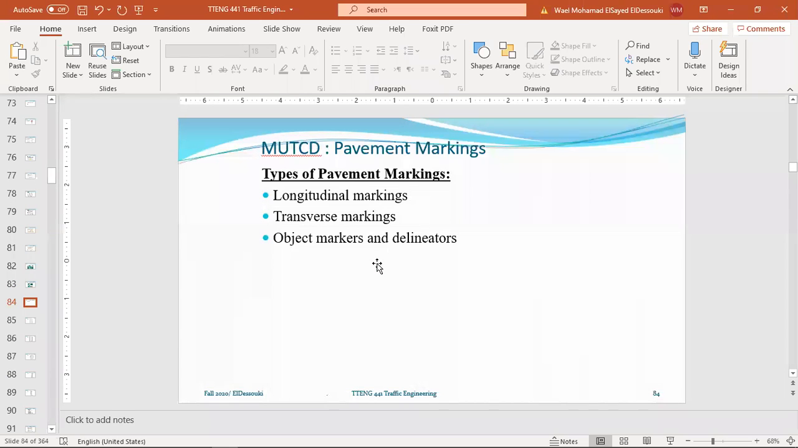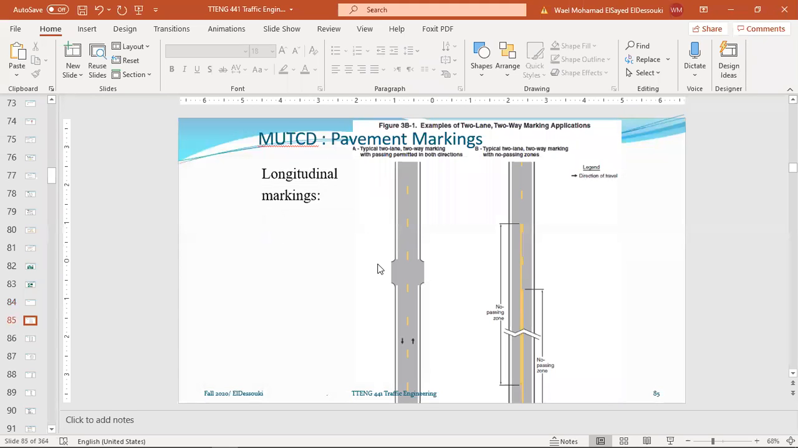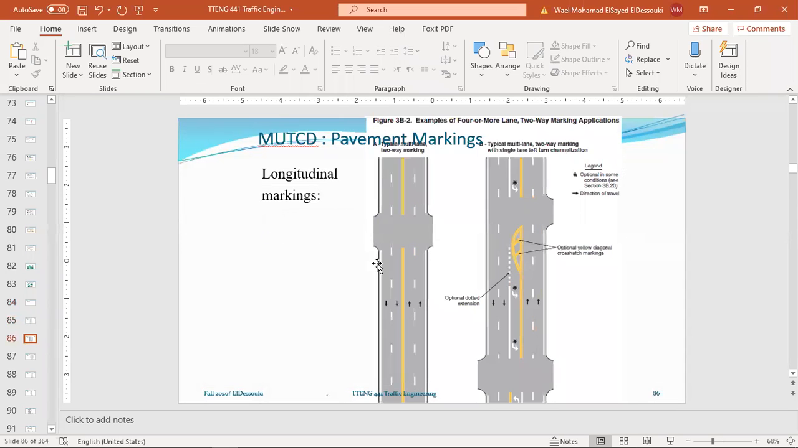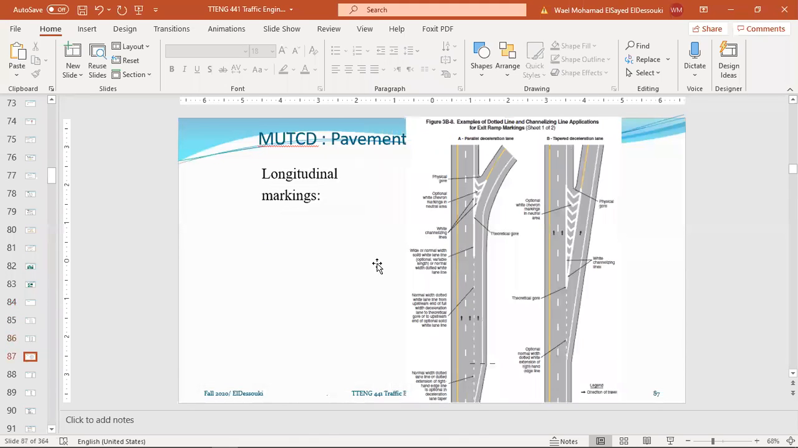Now with the pavement marking, we have three types of pavement marking. We have longitudinal markings, we have transverse markings, we have object markers or delineators. So these are the longitudinal markings. Lane separators, for example, are defined in the MUTCD, and these are samples of the longitudinal markings.